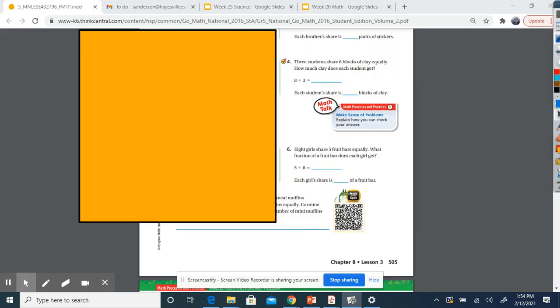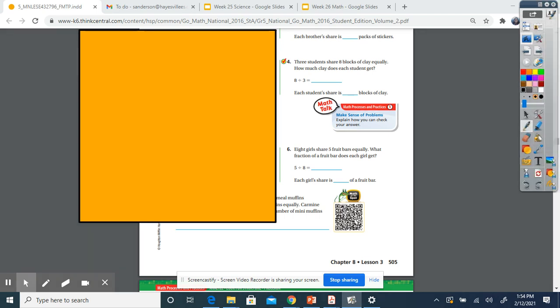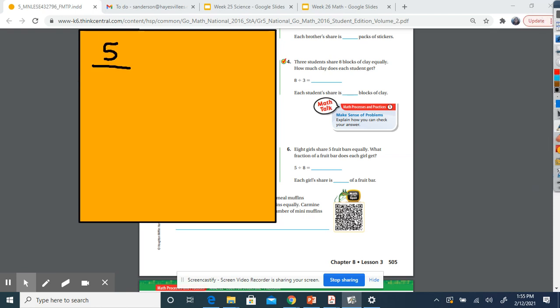Now we're going to look at number 6. So 8 girls share 5 fruit bars equally. What fraction of a fruit bar does each girl get? So what's being shared is 5 fruit bars. How many people are sharing it or things are sharing it? 8 girls. So it's going to be 5 eighths. This cannot be simplified. So my answer is that each girl's share is 5 eighths of a fruit bar.